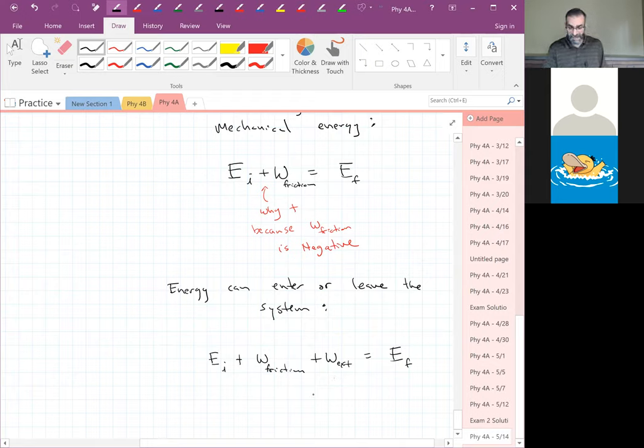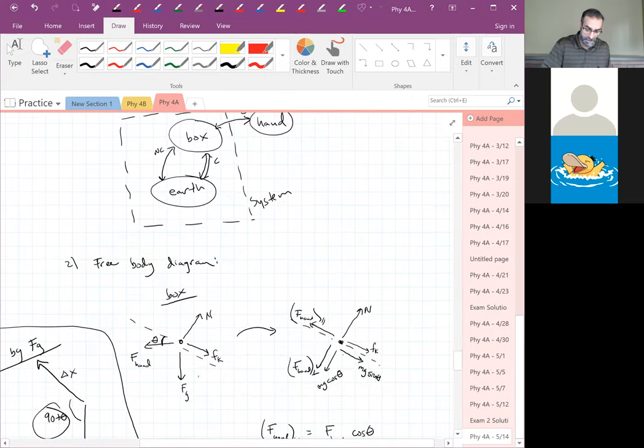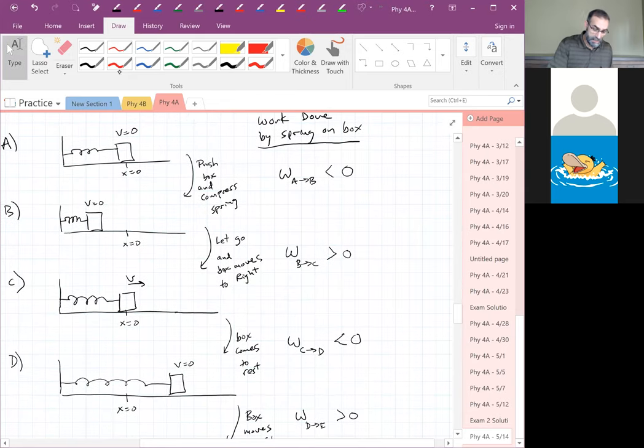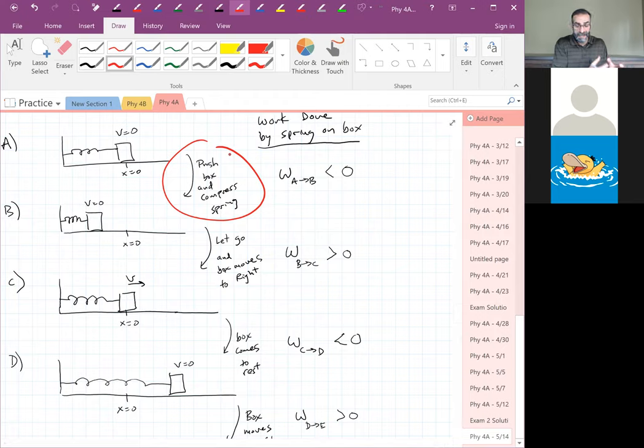The work done by external forces. So if a hand reaches in and does work on the system, adds energy to the system, like what happened up here, where was that spring example? Oh, right here. A hand reached in, pushed the box up against the spring and added energy to that spring, right? And then we let go and we let the thing oscillate back and forth. So it added energy to the system.